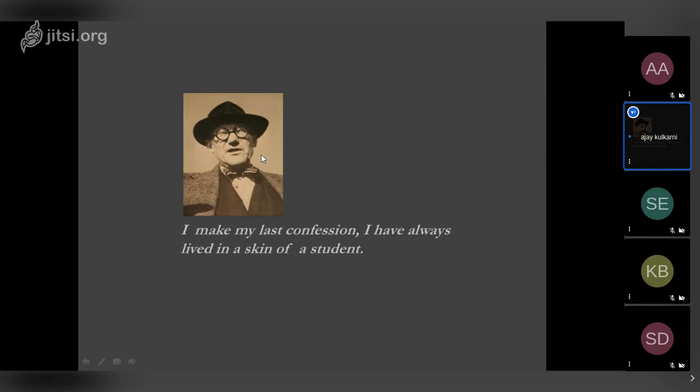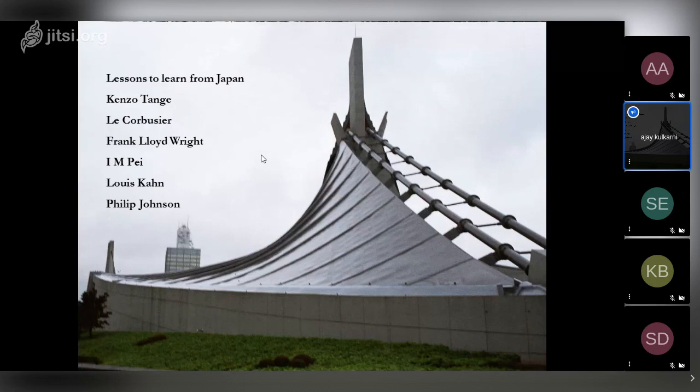And this country, obviously, so many things to learn. So many things to learn from Japanese people. Kenzo Tange, Corbusier, I.M. Pai, Frank Lloyd Wright, Philip Johnson. What is common in these people? They have seen World War I. They have seen pandemic. They have seen World War II. They are responsible for modern architecture.